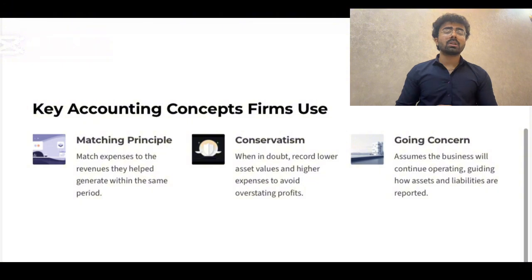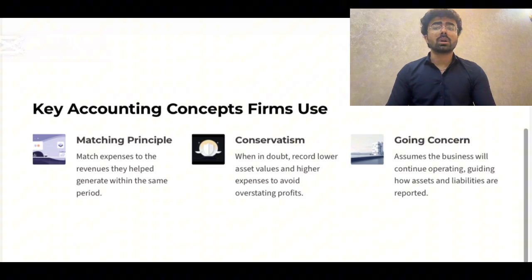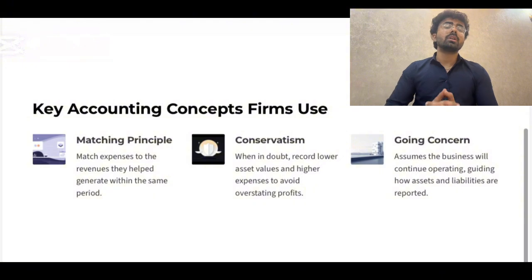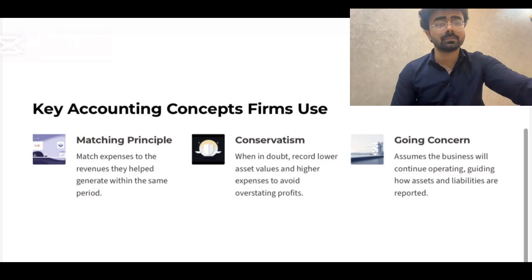Okay, so three important accounting rules or concepts which a business must follow. Number one is the matching principle. Your expenses should be matched with the revenue of the current period they generate. Number two, conservatism. When unsure, record lower profits to avoid overestimating performance. Number three, going concern. We assume that the business will continue to operate in the foreseeable future. These concepts keep accounting realistic and in control as well as consistent.